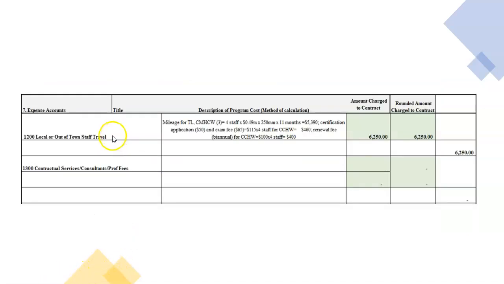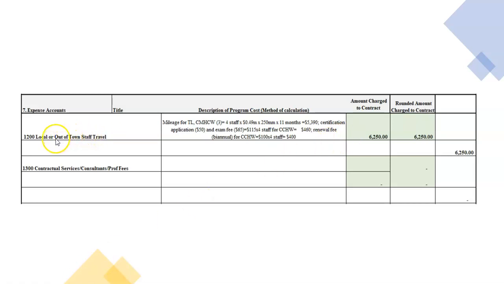We will now discuss your various expense accounts. Each expense line should be completed with the corresponding detailed description of the program cost and also the budgeted cost that will be charged to the CSC contract. You may perform calculations in the amount charged to contract column of the Excel worksheet, or you may input the whole dollar amount charged based on the description of the program cost outline. Expand rows or wrap text to fit into the rows.